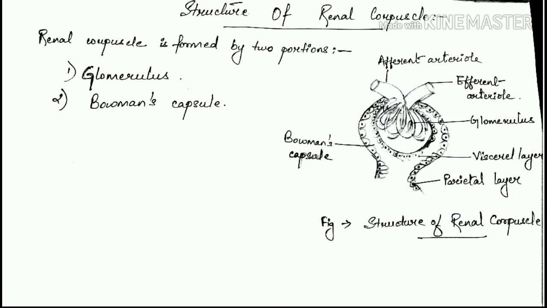Bowman's capsule. Bowman's capsule is a capsular structure which encloses a glomerulus, and it is formed by two layers, the inner visceral layer and the outer parietal layer. Fluid from the blood in the glomerulus is collected in the Bowman's capsule. Usually, ultrafiltration takes place here, which is the process of filtration of the blood in the Bowman's capsule.